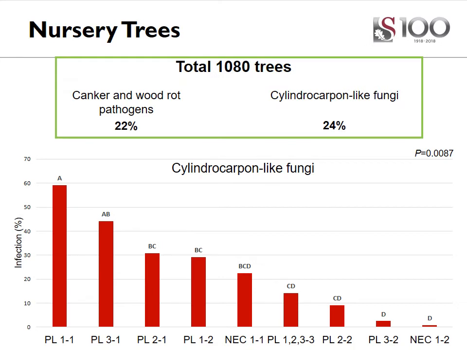This graph illustrates the infection level of the different scion and rootstock combinations of cylindrocarpon-like fungi. For rootstock 1, the plum combination had the highest infection levels. It is interesting to note that the nectarine seedling rootstock had the lowest levels of infection, nectarine 1, 2.